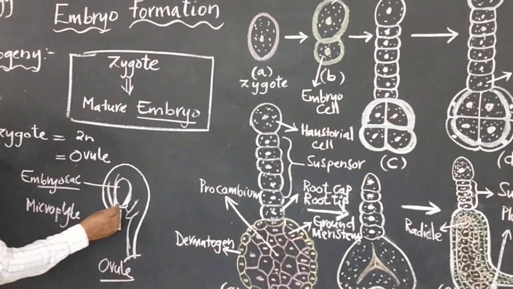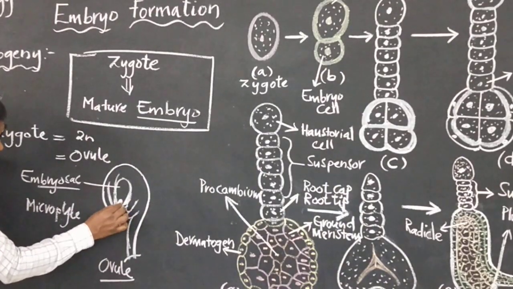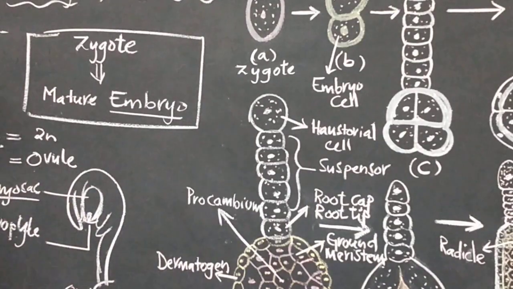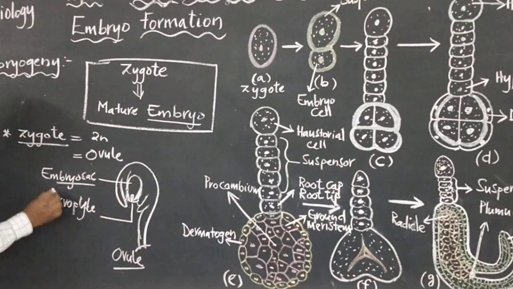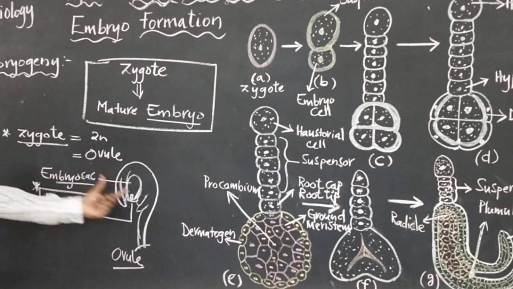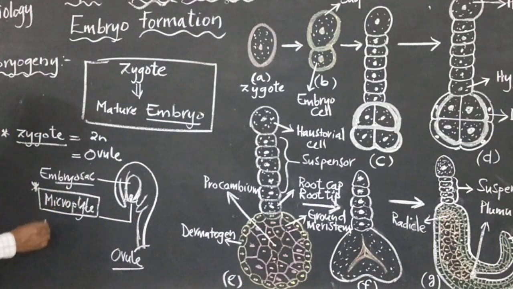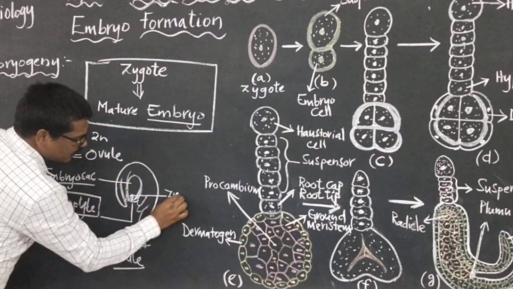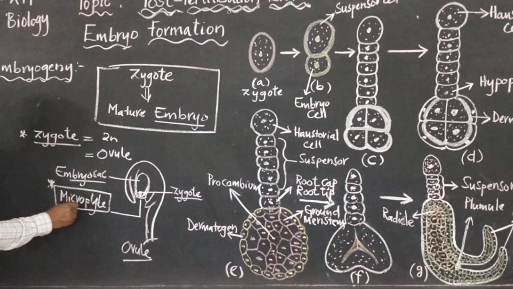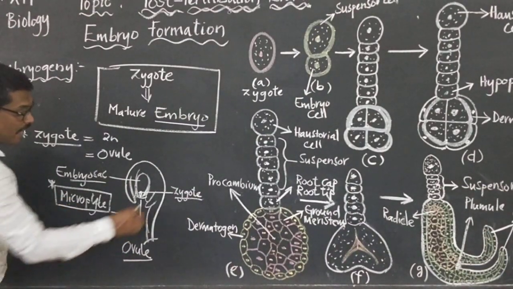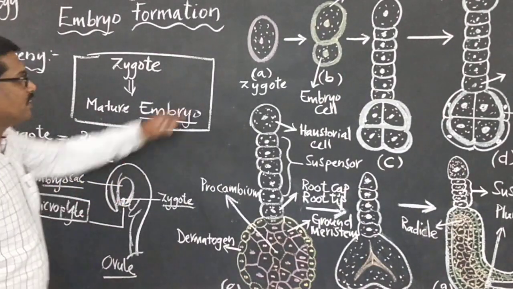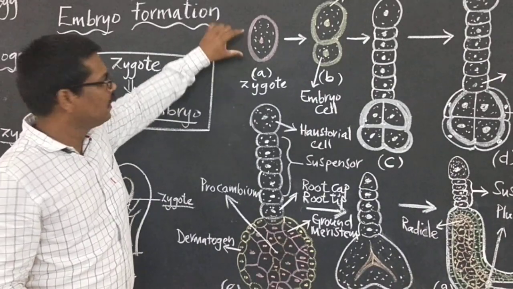So at the micropyle region, after the fusion of the male gamete with the female gamete, what is formed? The zygote is formed. So where is the location of the zygote? At the micropyle region of the ovule, and it is diploid. Let us say that this is the zygote.